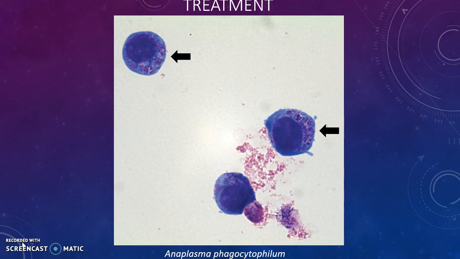The main reason why doxycycline is preferred is because of the potential co-infection with Anaplasma phagocytophilum, which also uses the same tick vector. I will cover this in a later video.